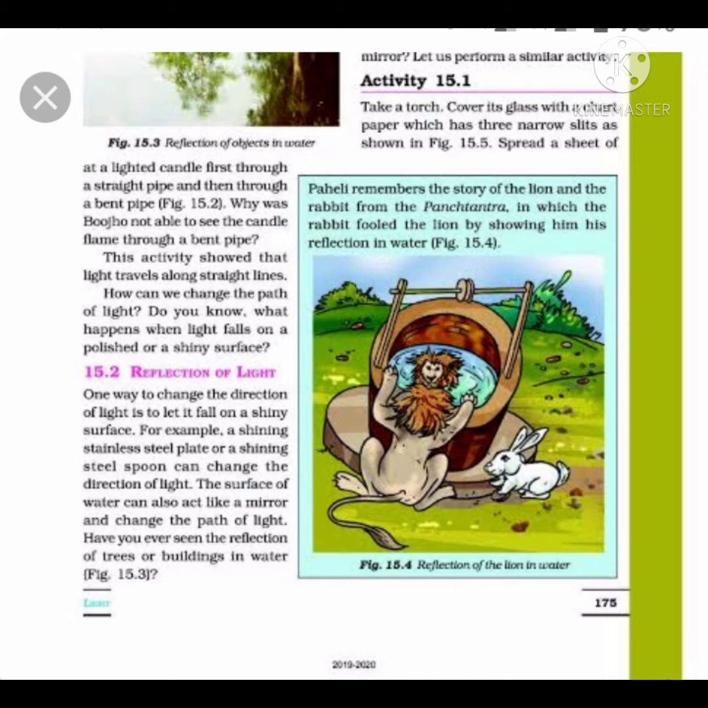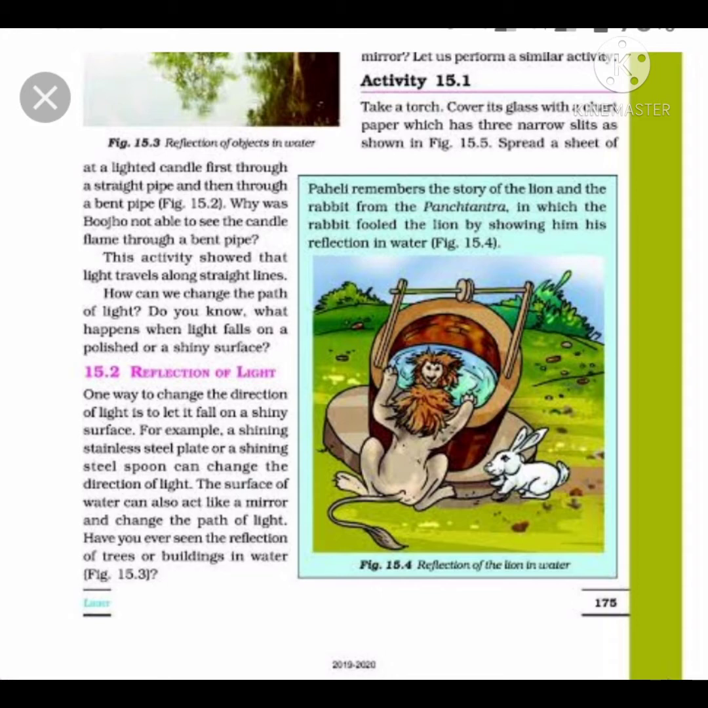You can see figure 15.4, the reflection of the lion in the water. One story behind it, one story that we learned from nursery classes about the reflection of the lion's face in the well. Remind about that. So behind all this, what is the phenomenon? The reflection of light.